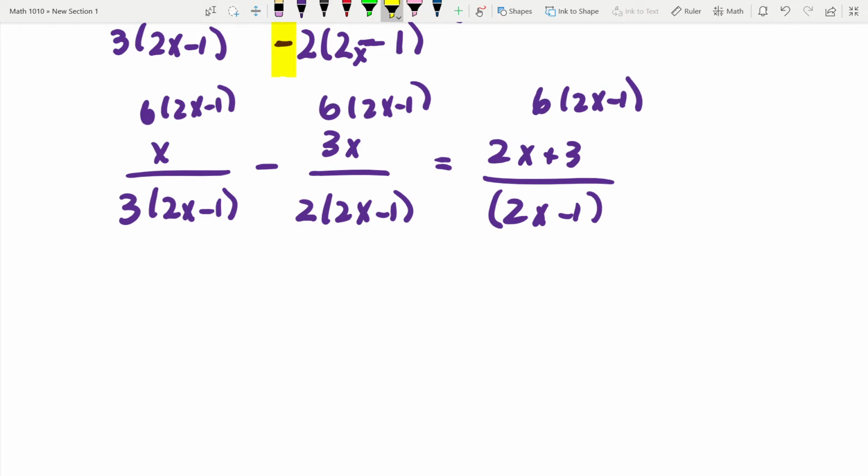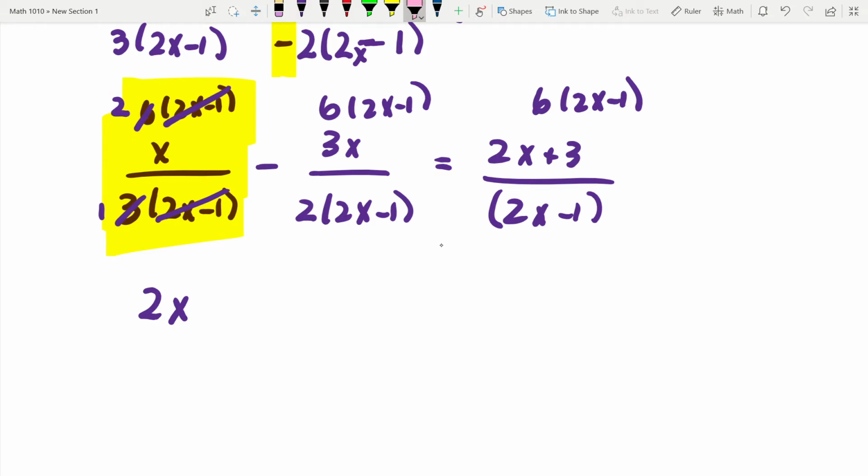Okay? Let's look at the first one. This 2x minus 1 cancels with that 2x minus 1. 3 goes into 3 once. 3 goes into 6 2 times. Listen, you guys. The denominator will always cancel with what you multiplied by. It will always work because of how you figured it out. So 2 times x is 2x.